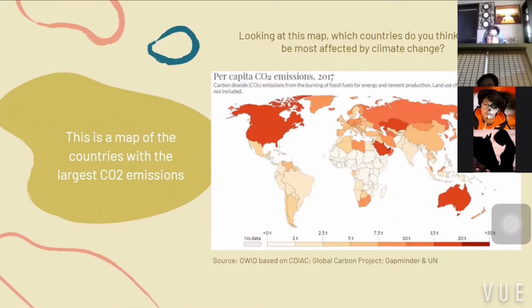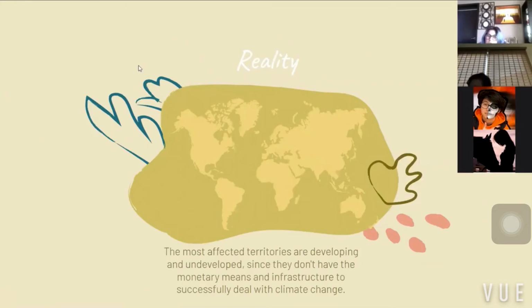By looking at this map, by looking at the countries that emit the most carbon dioxide and that contaminate the most, one would think that these are the countries that are most affected by climate change. However, that is not true, because we live in an unjust world. The reality is that undeveloped and developing countries, which is a nice term for third world countries, are the ones that see these effects more radically, because they do not have the economic resources or the infrastructure to deal with these issues.